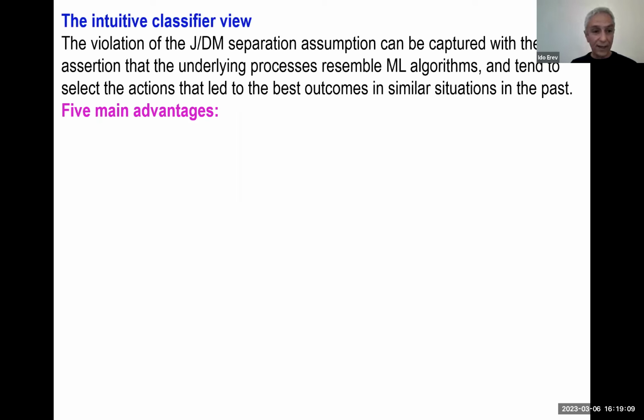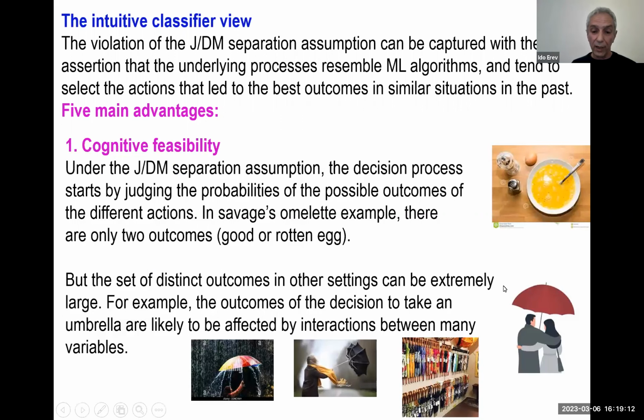One advantage is about cognitive feasibility, or if you wish, computation feasibility or computation efficiency. Under the JDM separation assumption, the decision process starts by judging the probability of the possible outcome of the different action. If you think about Savage's omelette example, this is very reasonable. You only have to estimate when you prepare the omelette. Only when you think about a specific egg, you only have to consider 2 events: either the egg is good or it's rotten. So this doesn't require a lot of computation power.